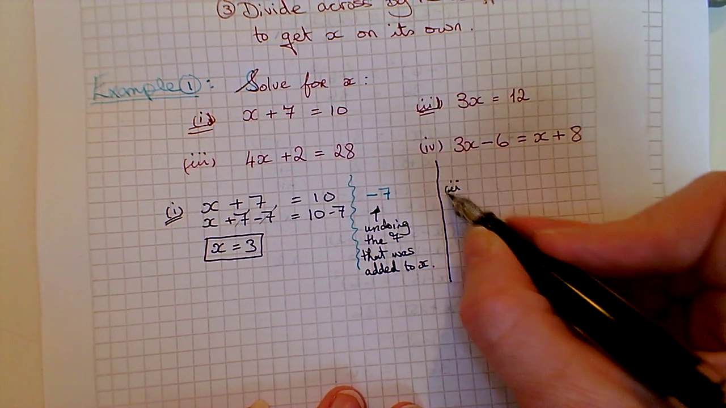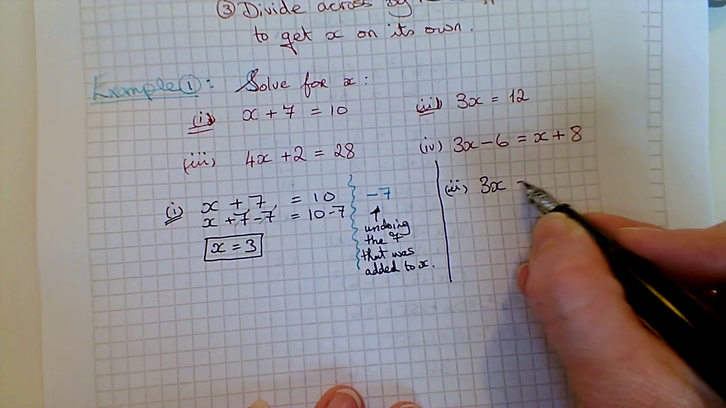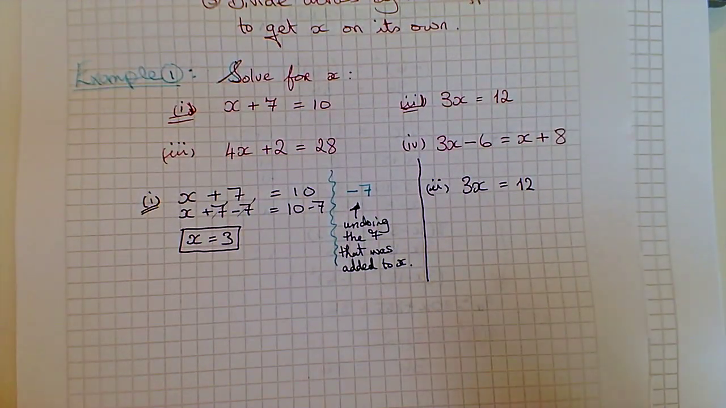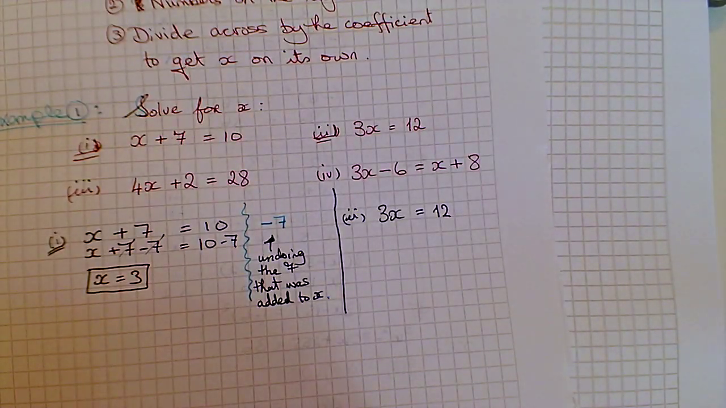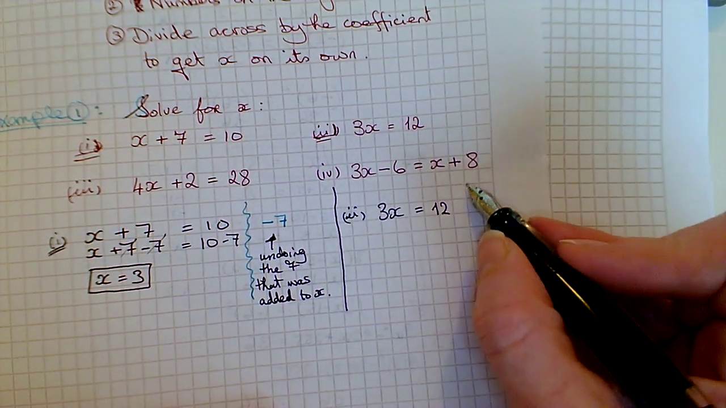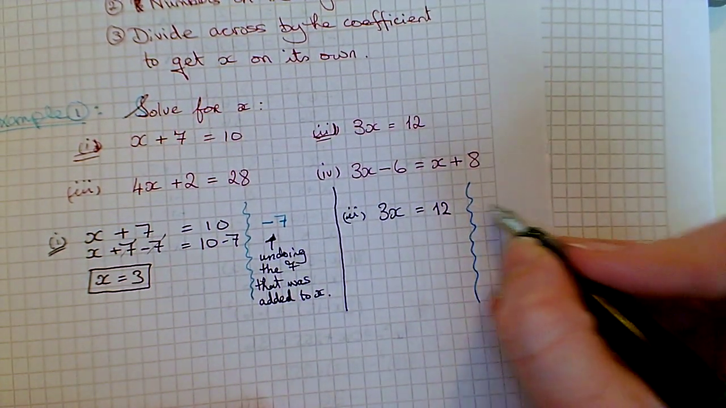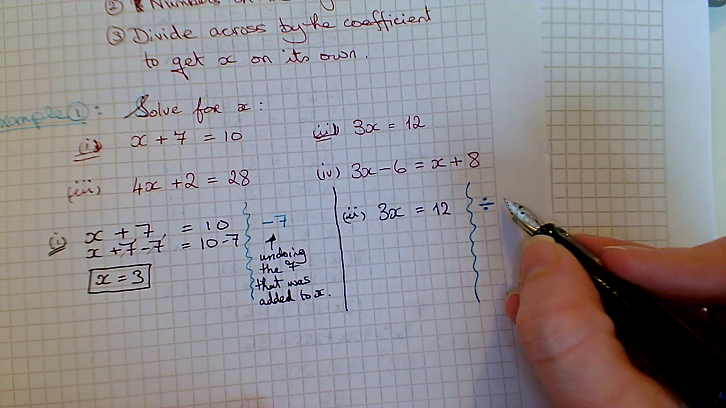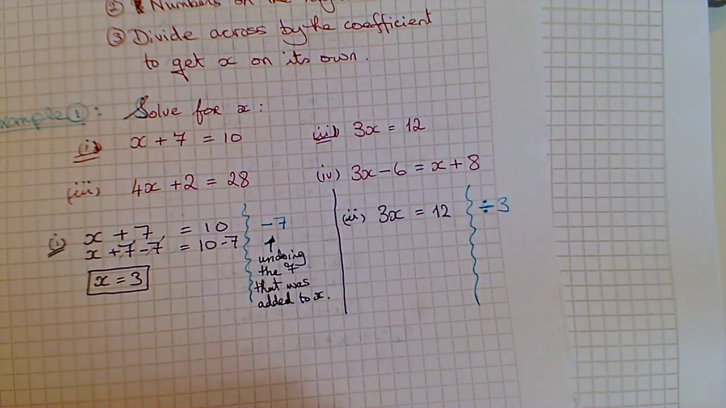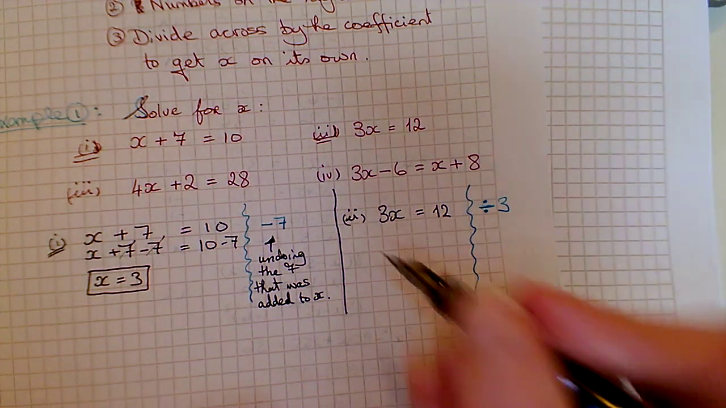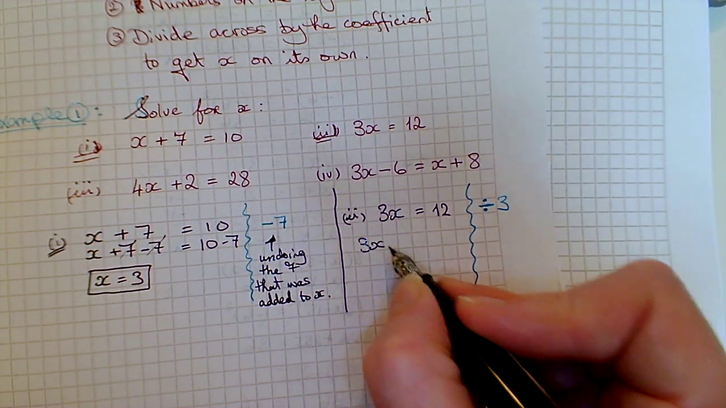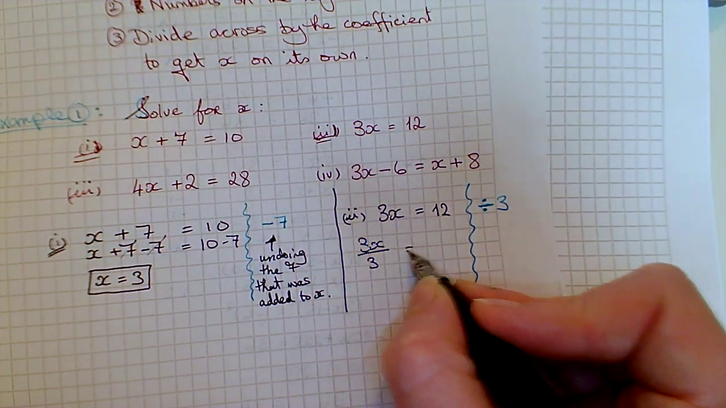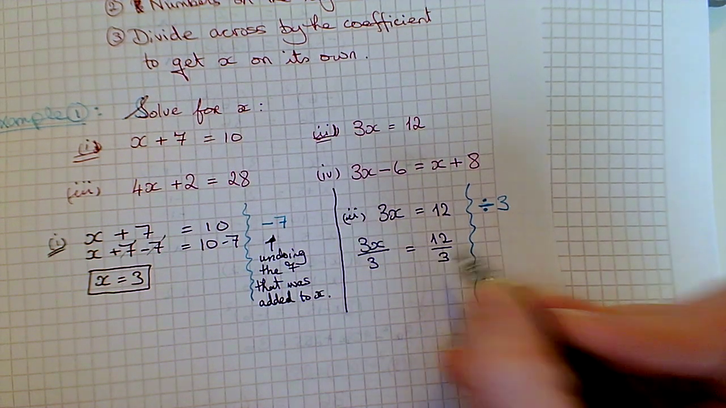Part 2. I have 3x equal to 12. Well, what's happened to x here is that it's had a 3 multiplied by it. So to undo, I have to undo multiplying 3, and I divide by 3. And what we get is 3x divided by 3 equals 12 divided by 3.